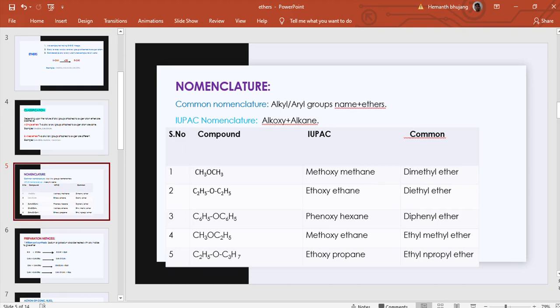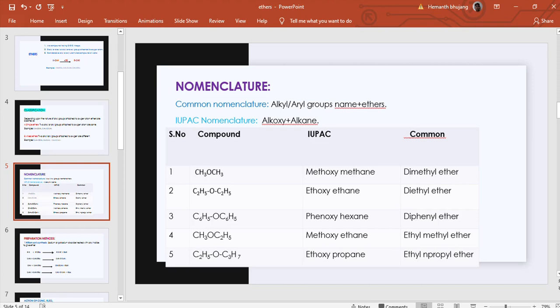Coming to this example, that is C2H5O C2H5, it is also similar. Here the two groups are similar. When two groups are similar, it's very simple. Just take one alkyl group and add oxygen and name that as alkoxy. So ethyl plus oxygen is ethoxy, and this is the alkane part. So this is named as ethoxyethane.